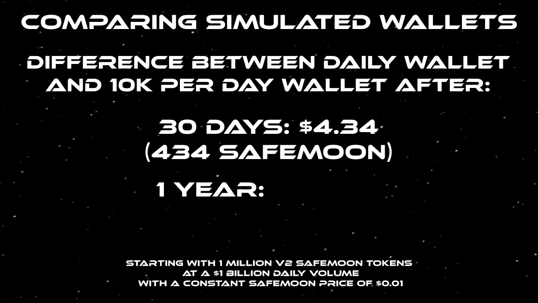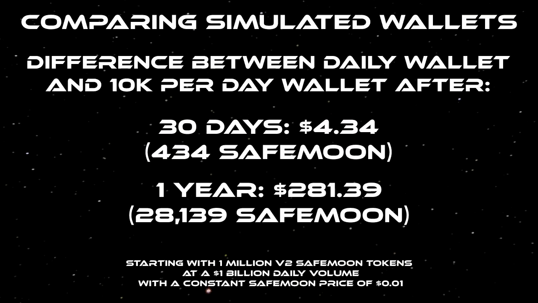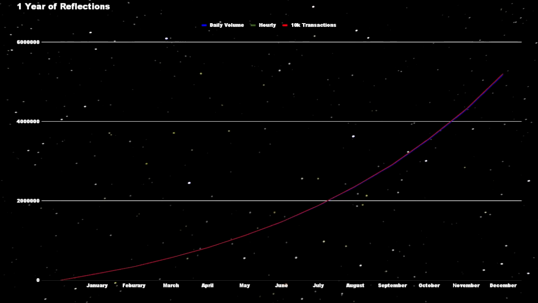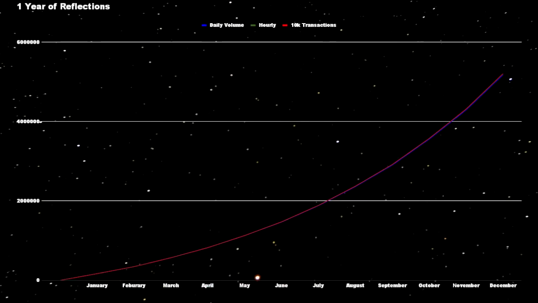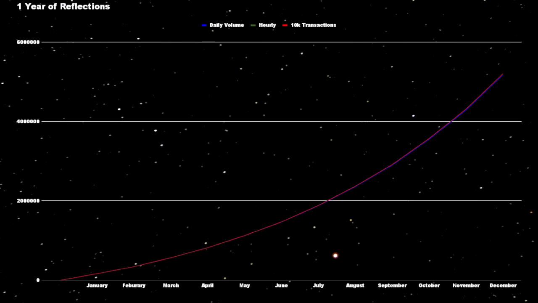So after a full year, the difference between calculating reflections once daily versus 10,000 transactions per day with equal volume and value between transactions, we find that calculating reflections more often leads to a higher amount of received reflections, the difference between these two being worth $281.39. Graphing the year on a line graph for these three equations, we begin to see the curve in the line as the compounding factor of reflections takes place.